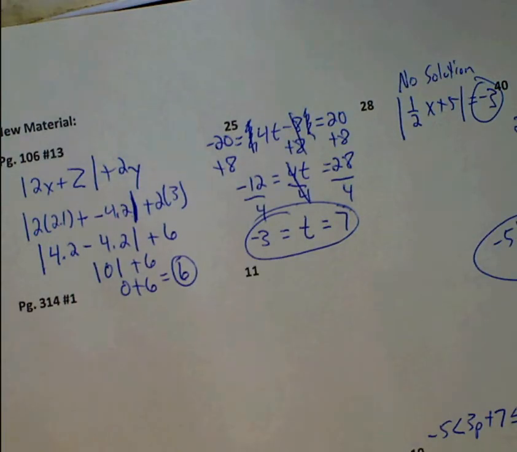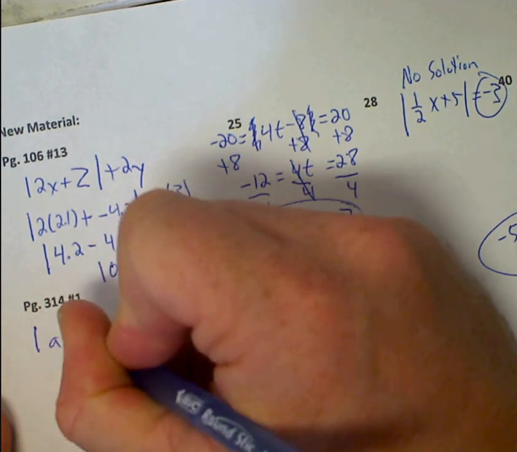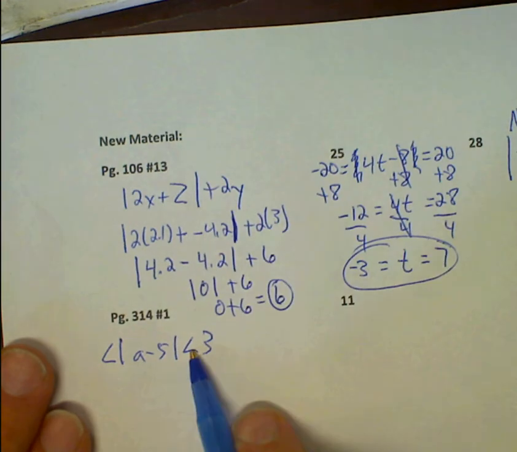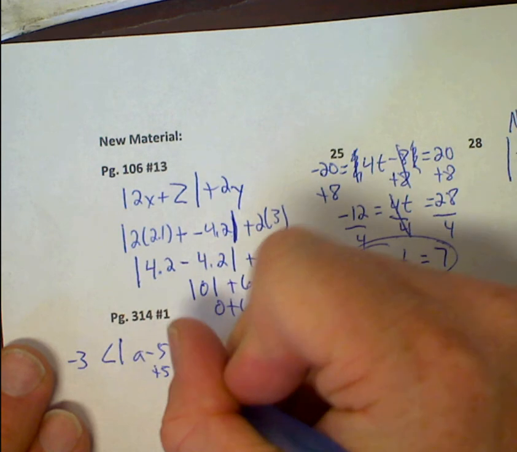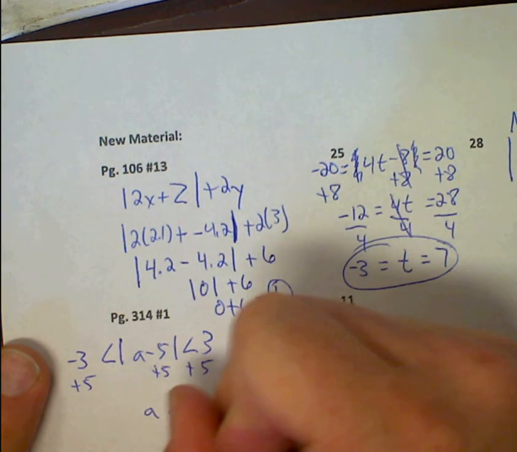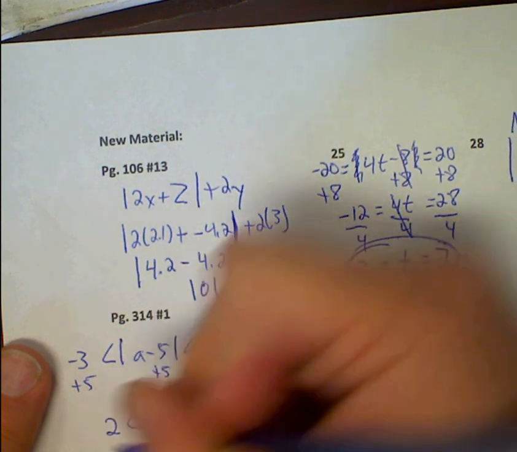Page 314, number 1. On page 314, number 1, I am given the absolute value of a minus 5 less than 3. So I'm going to put the same sign and put negative 3. That means add 5, add 5, add 5. So that would be a is less than 8 and a is greater than 2.